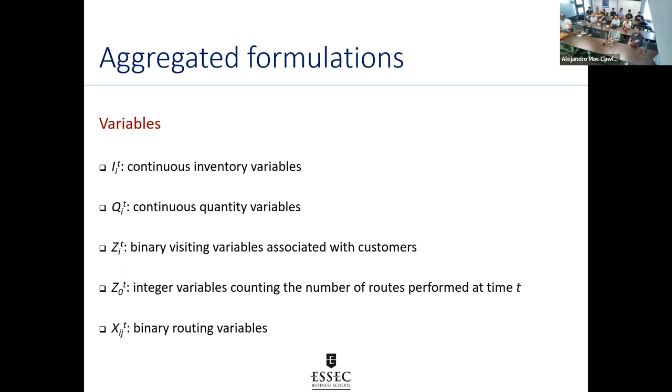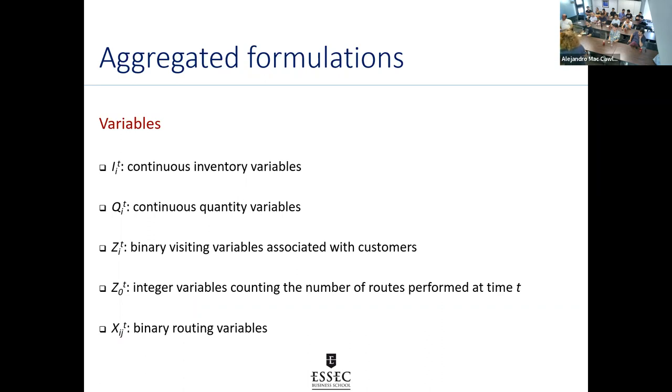And finally, I have to define the routes for the vehicles, so, through the customers that are served in each day. And this is modeled through x_ijt binary variables that define which arcs are traversed in each day.